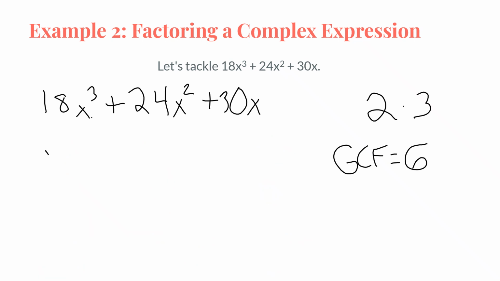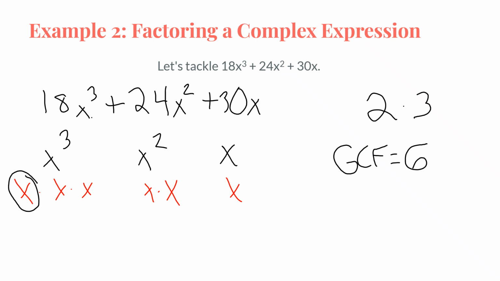So we have x cubed, x squared, and x. Now remember, the exponent tells you how many times the base is being multiplied by itself. So for example, x cubed would be x times x times x. X squared would be x times x. And then we have x. Now we notice what they have in common. So x cubed, we get 1x. X squared will get 1x. And then x will get another 1x.